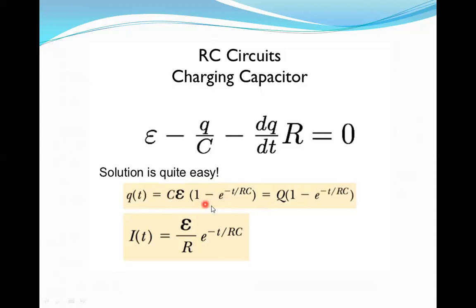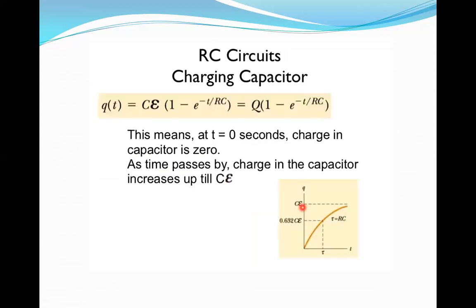Q is equal to CE into 1 minus exponential of minus t by CR. What is CE? Maximum charge value: capacitor value times the source voltage in the circuit. So C into E is nothing but Q naught, the maximum charge in the condenser. So small q is equal to Q naught into 1 minus exponential of minus t by CR. And the other equation, in the form of current, is I is equal to E by R into exponential of minus t by CR. So this is the equation you got.